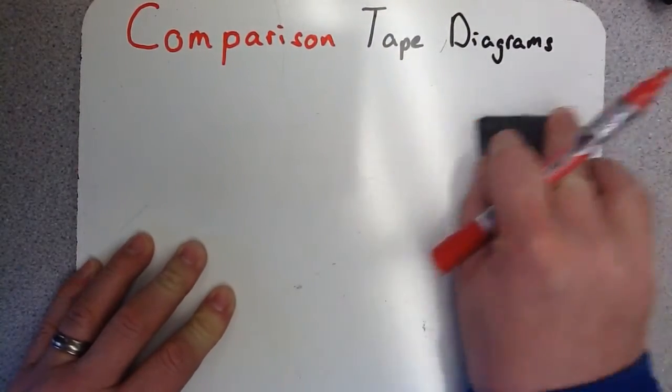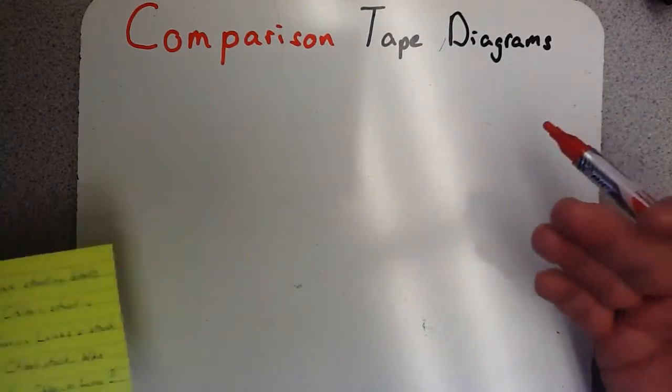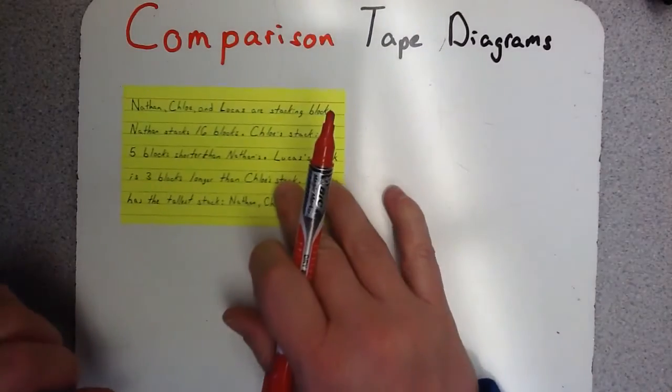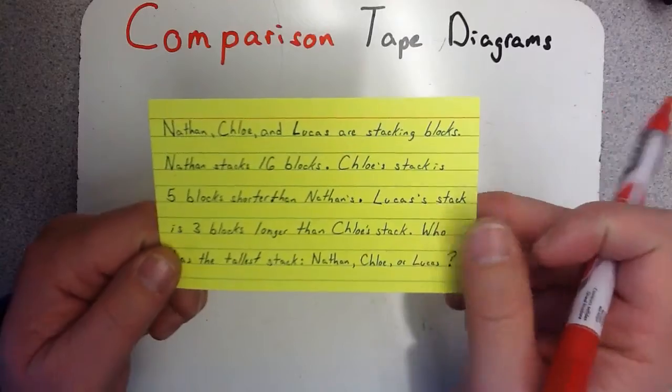So far we did a more than and a fewer. So one involved addition, one involved subtraction there. So now let's look at another situation where we have 3 people. So let's read this one.